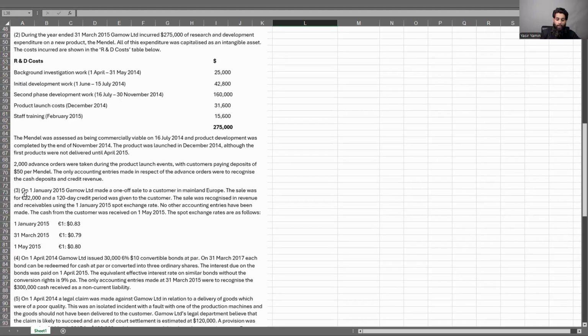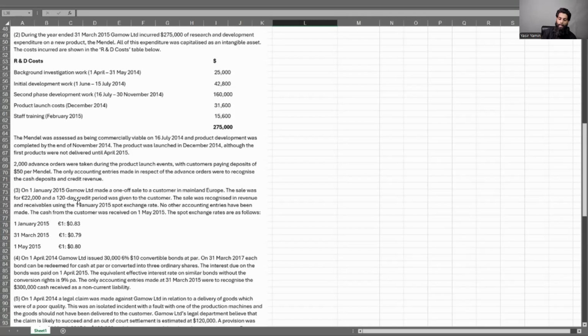It says on 1st of January 2015, that is 3 months before the year end, Gamow Limited made a one-off sale to a customer in mainland Europe. You living in the subcontinent, you have made a sale in Europe. That means you have made a foreign sale, most likely an export sale. The sale was of 22,000 euros. Your currency is the dollar. The entire question was in dollars, and you have done a sale of 22,000 euros.